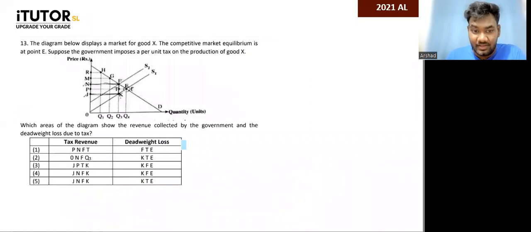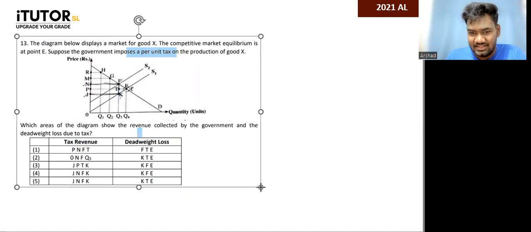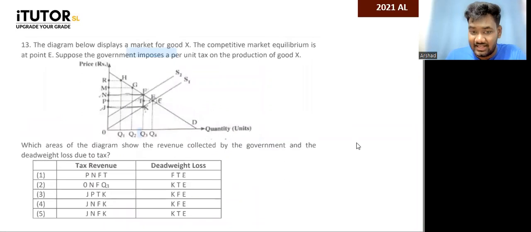Last two. Okay, these are easy ones. The diagram below shows a market for good X, competitive equilibrium. Suppose the government imposes a unit tax. So S goes to S2, right? What is the tax revenue and what is the deadweight loss? Can you all quickly give me an answer, guys? Come on, this is easy, you know, guys. Easy as it gets, your basic theory.